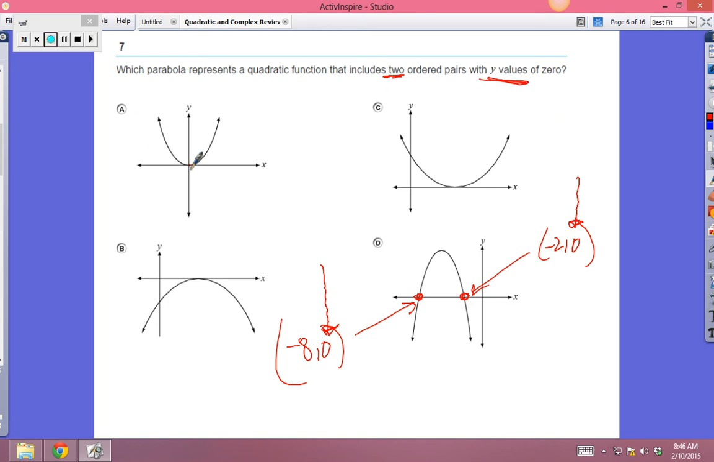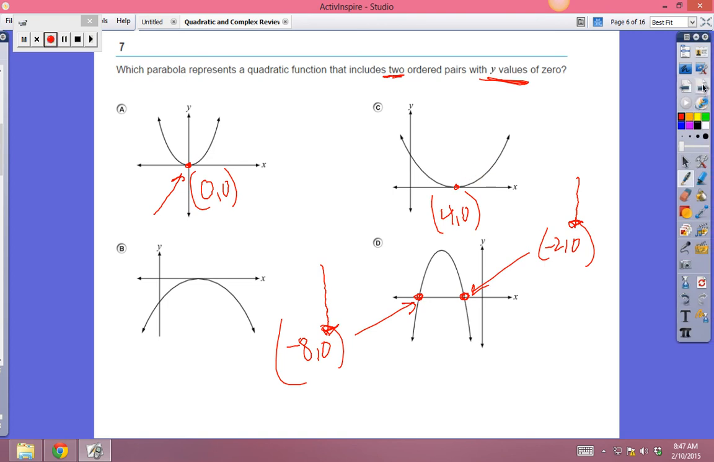All these other ones, the vertex happens right on the x-axis. So if I try and come up with the ordered pair for that, it's going to be like 0, 0, but there's only one. This one would be like 4, 0. There's only one zero, and that's where the vertex hits it.